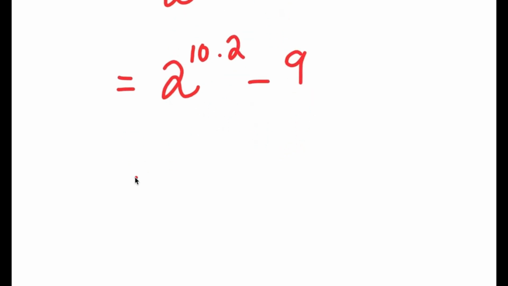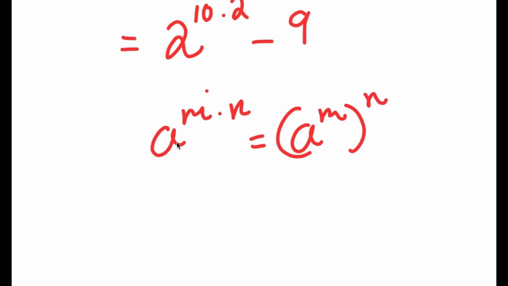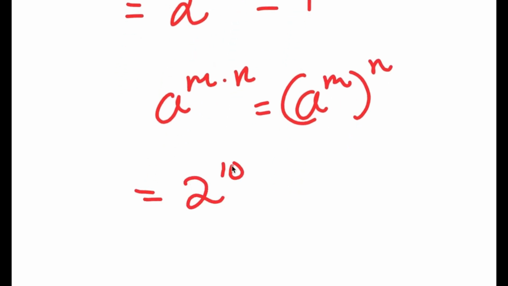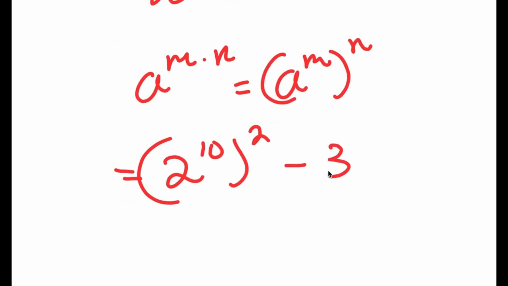And if I have something in the form a to the power of m times n, this is equal to a to the power of m to the power of n. So 2 to the power of 10 times 2, that's going to equal 2 to the power of 10 to the power of 2. And now I have this minus 9, which is the same thing as 3 squared.